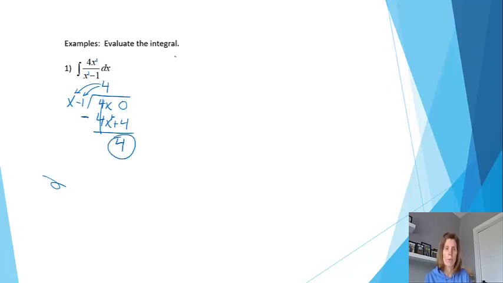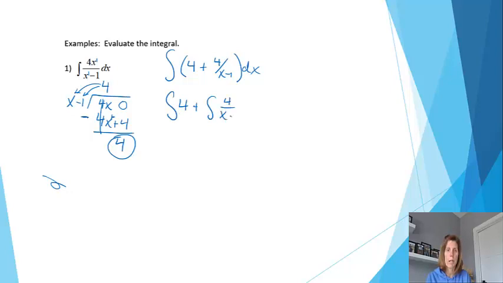So the way that we are going to rewrite this problem is x minus 1 went into 4x 4 times plus the remainder. The remainder is 4 over what I was dividing into, which was x minus 1. So that is what my new integral is going to look like. We're going to split it. So I'm going to have 4 plus 4 over x minus 1. And then from here, we can just take the integral of each part separately.